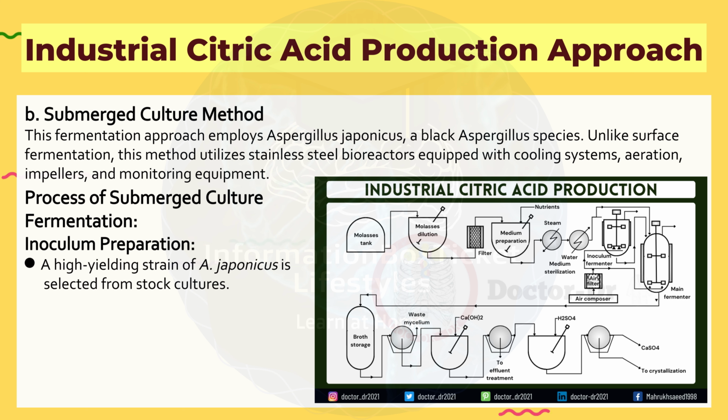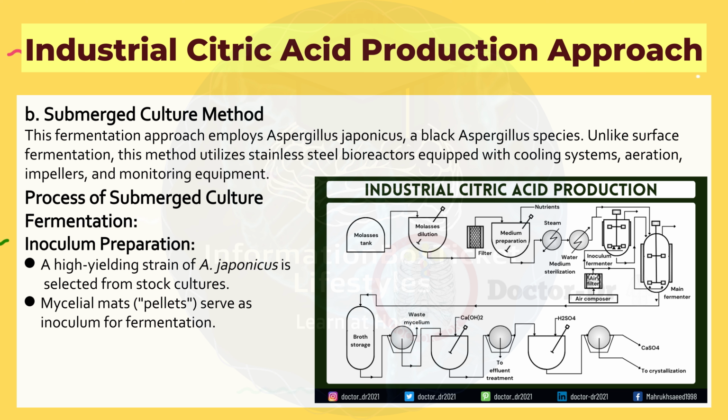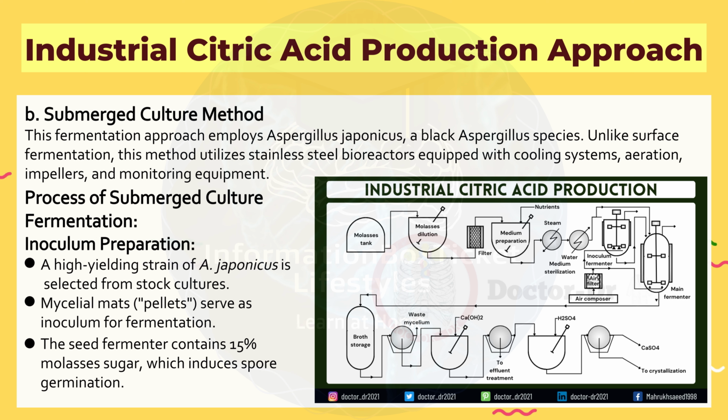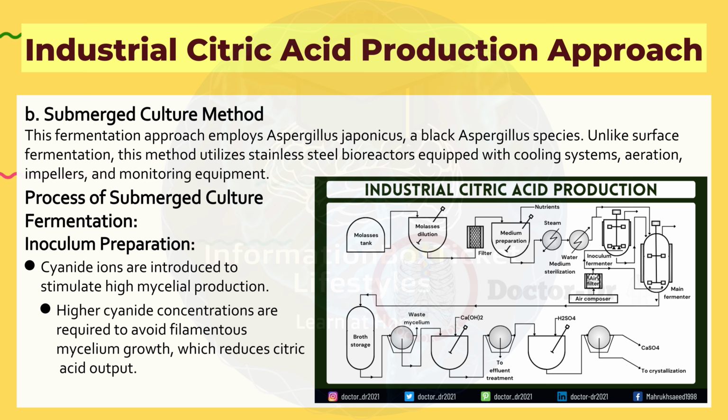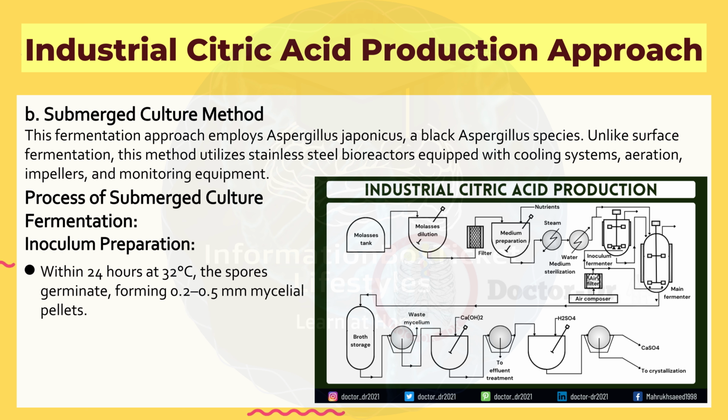A high-yielding strain of Aspergillus japonicus is selected from stock cultures. Mycelial mats, pellets, serve as inoculum for fermentation. The seed fermenter contains 15% molasses sugar, which induces spore germination. Cyanide ions are introduced to stimulate high mycelial production. Higher cyanide concentrations are required to avoid filamentous mycelium growth, which reduces citric acid output. Within 24 hours at 32 degrees Celsius, the spores germinate, forming 0.2 to 0.5 millimeter mycelial pellets.